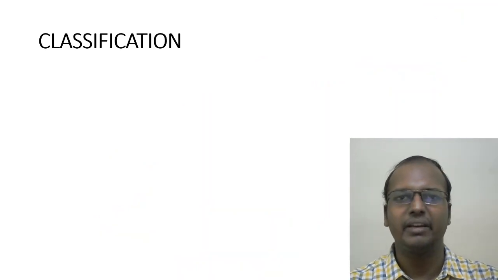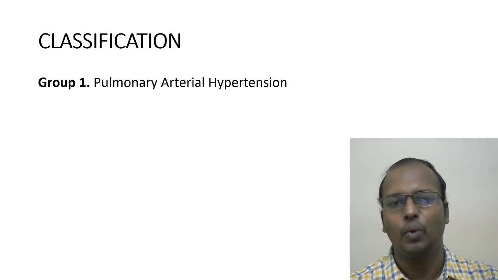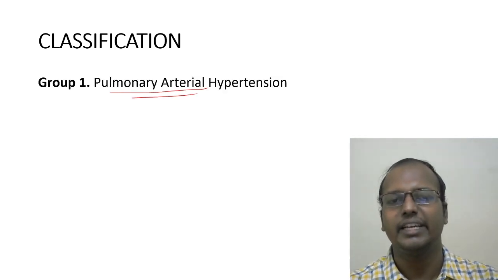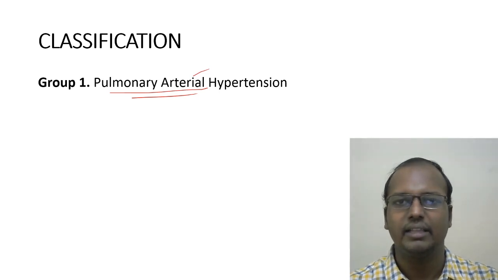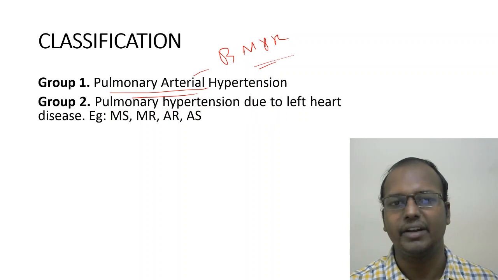Right, so how will you classify pulmonary hypertension? There are five groups of pulmonary hypertension. Number one is pulmonary arterial hypertension, and the idiopathic variety will come under this. The heritable variety with BMPR mutation, bone morphogenetic protein receptor mutation, will also come under this group. Okay, group one, pulmonary arterial hypertension.